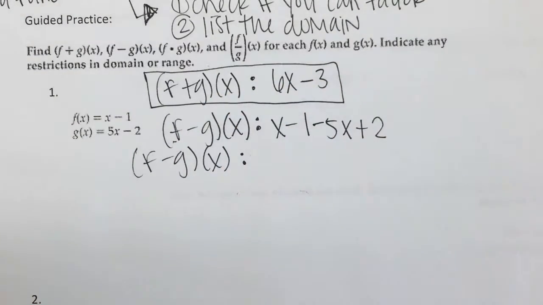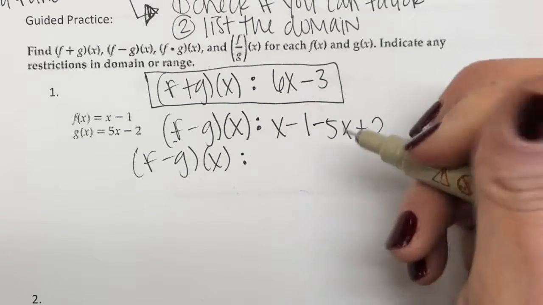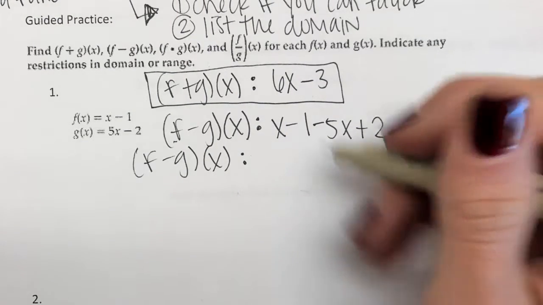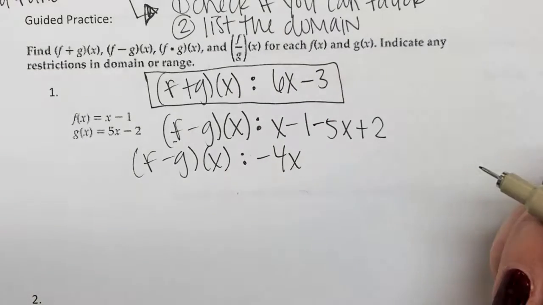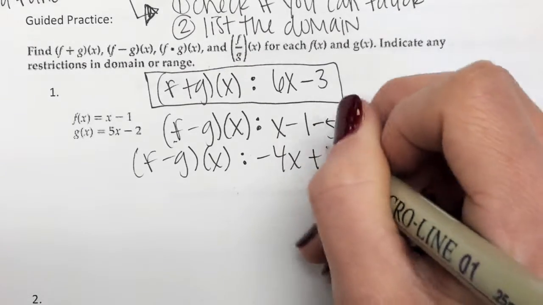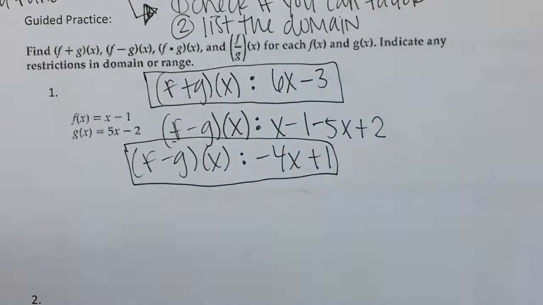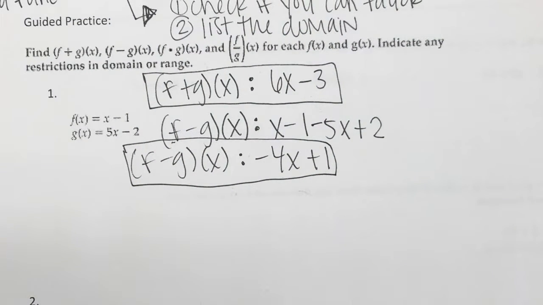So, Rihanna, tell me two like terms that you see. X and -5. When we combine them? Good. Darius, tell me the other two terms you see. So when we combine them? Good. That's it. So f minus g of x is negative 4x plus 1. That's all it is for adding and subtracting functions.